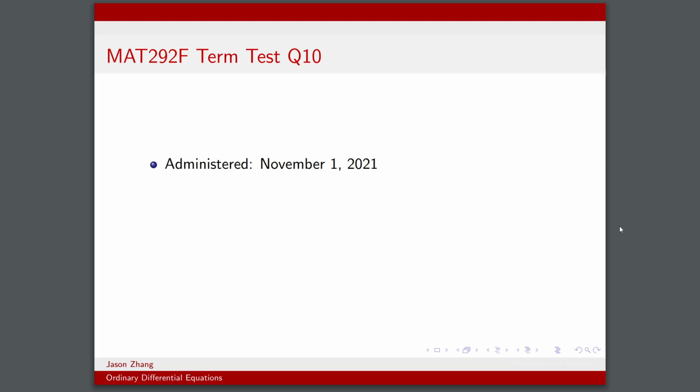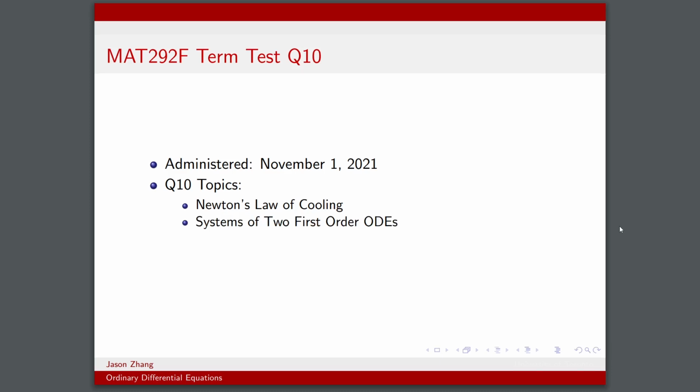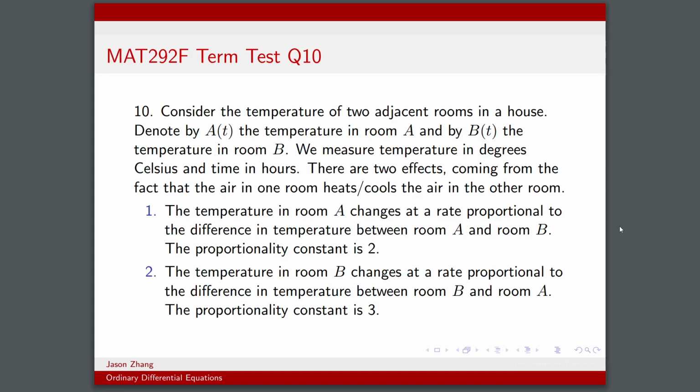So the question I'll be covering in today's video is from the term test that I wrote on November 1st, 2021, and this is question 10. So this question covers topics including Newton's law of cooling, which is an example of the kind of modeling that we would do using differential equations. And it primarily tests systems of two first-order ODEs, and specifically the zero eigenvalue case. And you will see what I mean when I solve this problem.